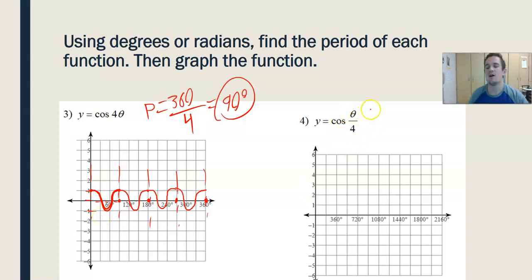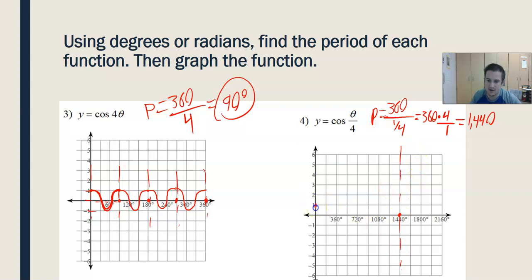Okay, cosine of theta over 4, my period is going to be 360 divided by 1/4, because my b value is 1/4. Well, 360 divided by 1/4 is the same as 360 times 4 over 1. 360 times 4 is 1,440. Woo! That's a big number. That's right here. They've kind of condensed this graph for us. So it's going to take 1,440 degrees for this cosine wave to make one full cycle. So from here to here.